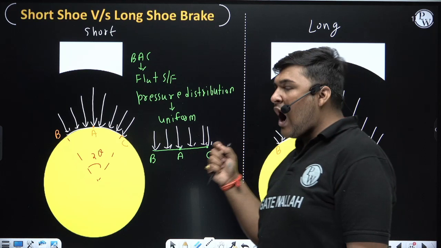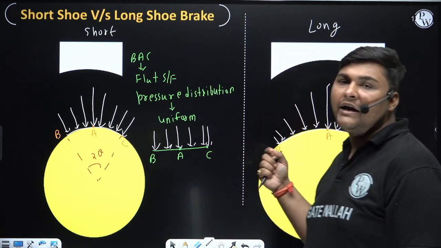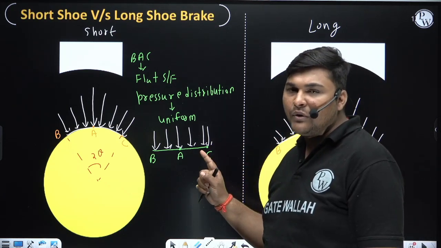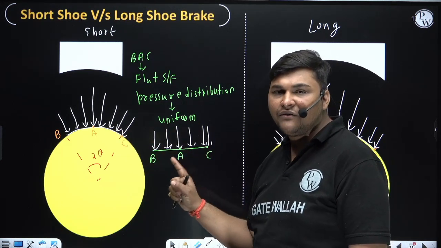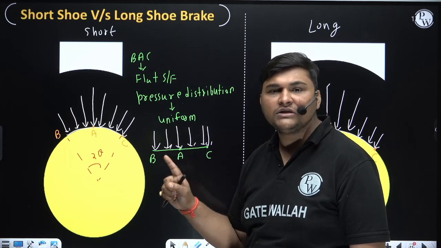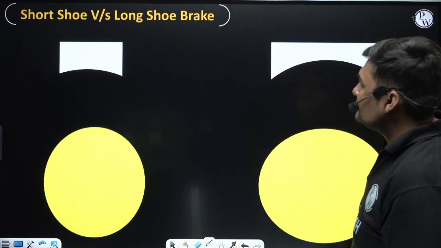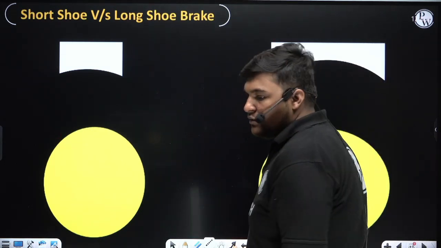Now, how will we do the analysis of short shoe brake and long shoe brake? Here you can understand one important point. In short shoe brake, we can consider this region BAC as a flat surface with uniform pressure distribution. Now what will we do?